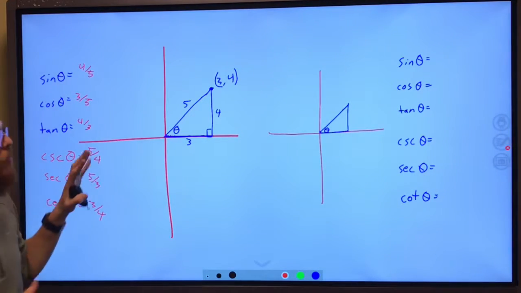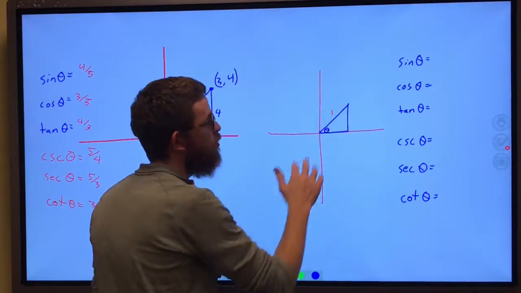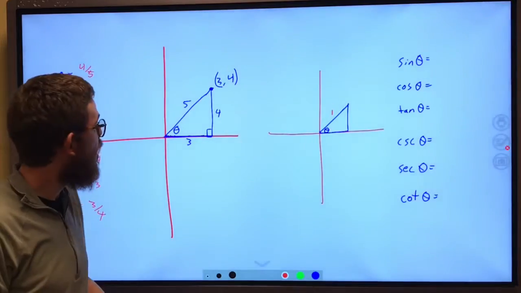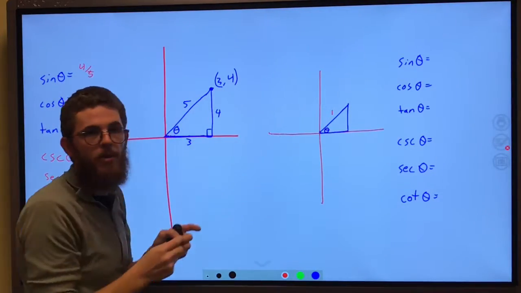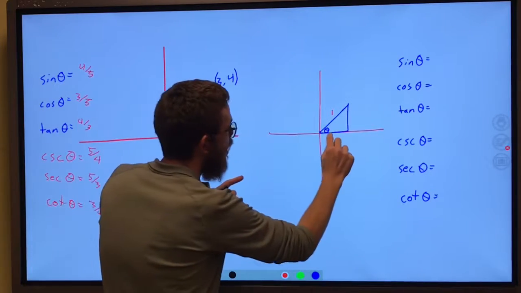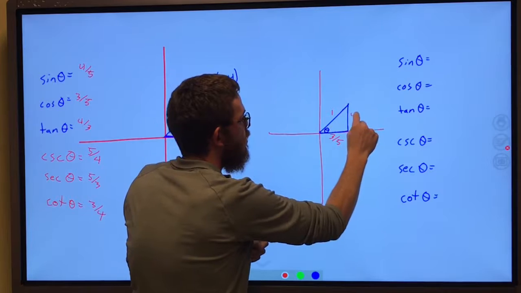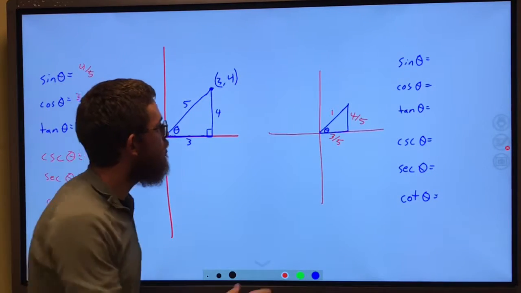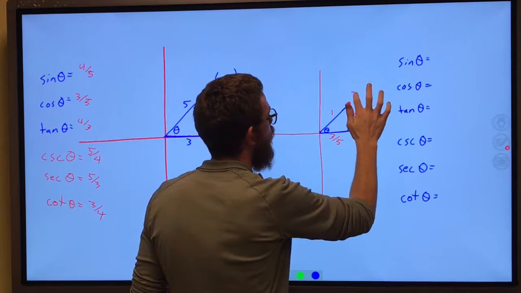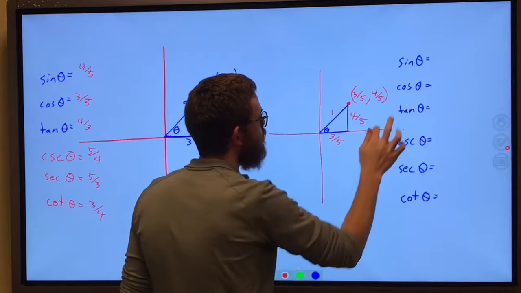Well, notice how if we were to produce a similar triangle where the hypotenuse is 1, well, we've taken that 5 and divided it by 5 to get 1. 3 divided by 5 gives us 3/5. 4 divided by 5 gives us 4/5. And so this point now is the point 3/5, 4/5.